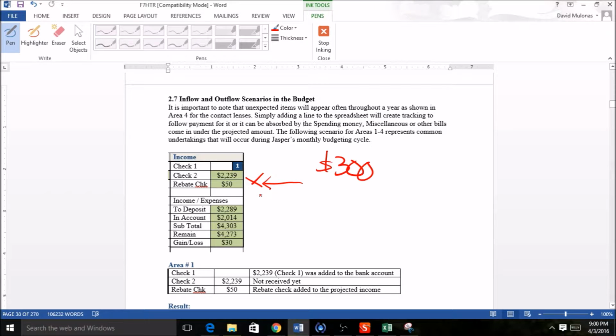So that's exactly what we're showing here: he has his second check yet to come in, and he has $50 in this rebate check, and at this point in his account, he has $2,289. Normally, he'd have $2,239 projected to come in. So we can just disregard these numbers at this point, because we don't have this sheet in front of us, but at this point, he has a gain of $30.